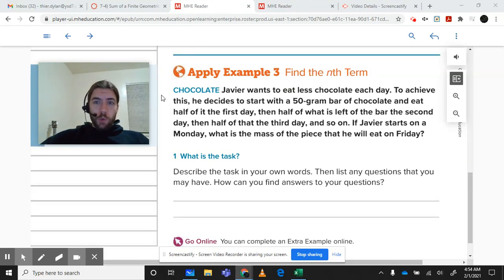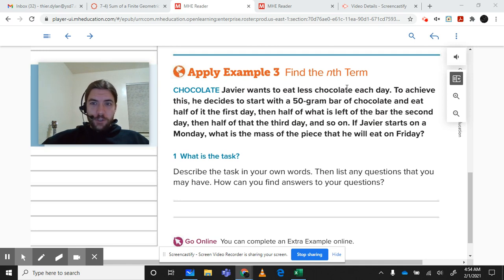Okay, in example 3, we're going to try to find the nth term in a sequence. They're going to give us a certain term, and we're going to find it. I find this example a little bit hilarious, just because it is so unrealistic, unless people are actually doing this for their diets.